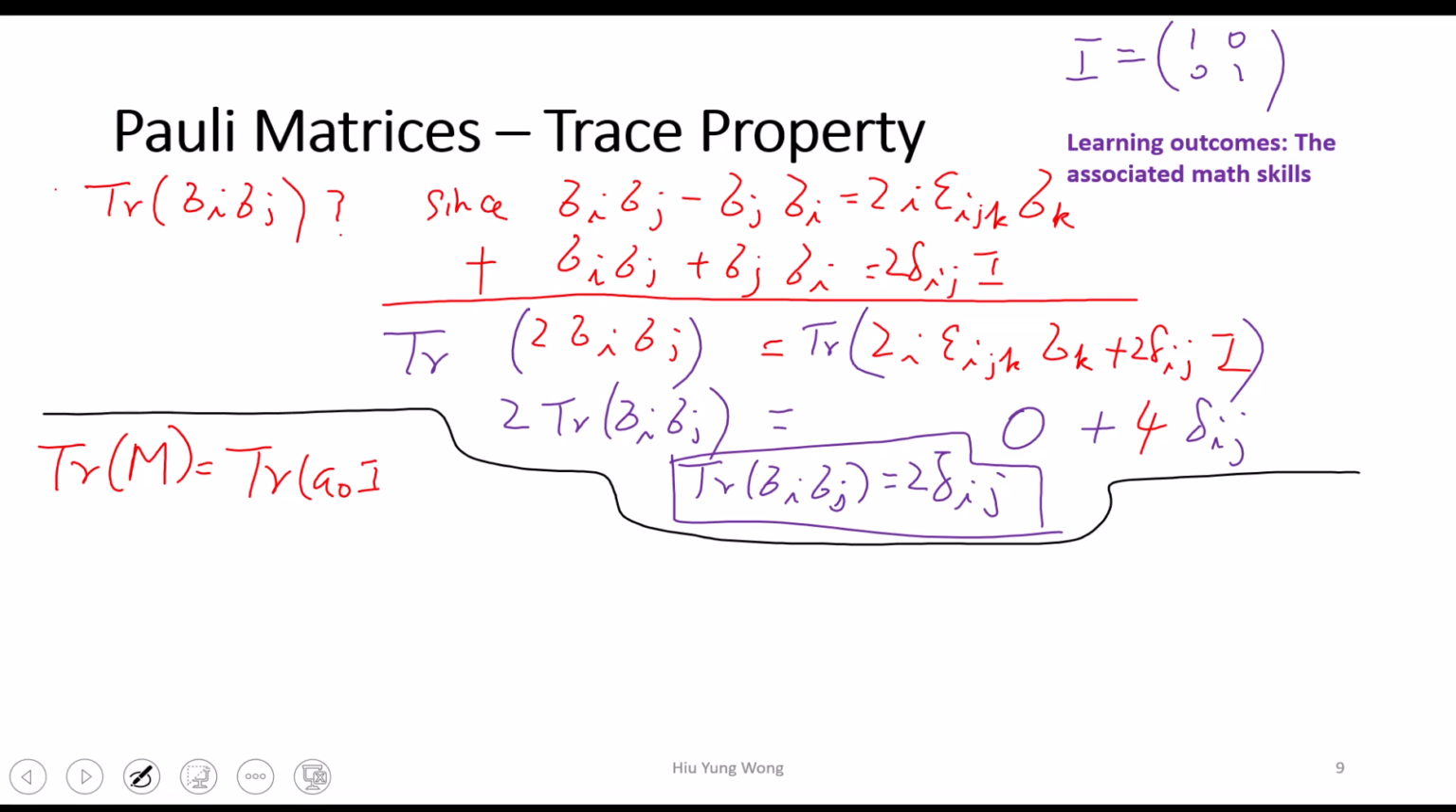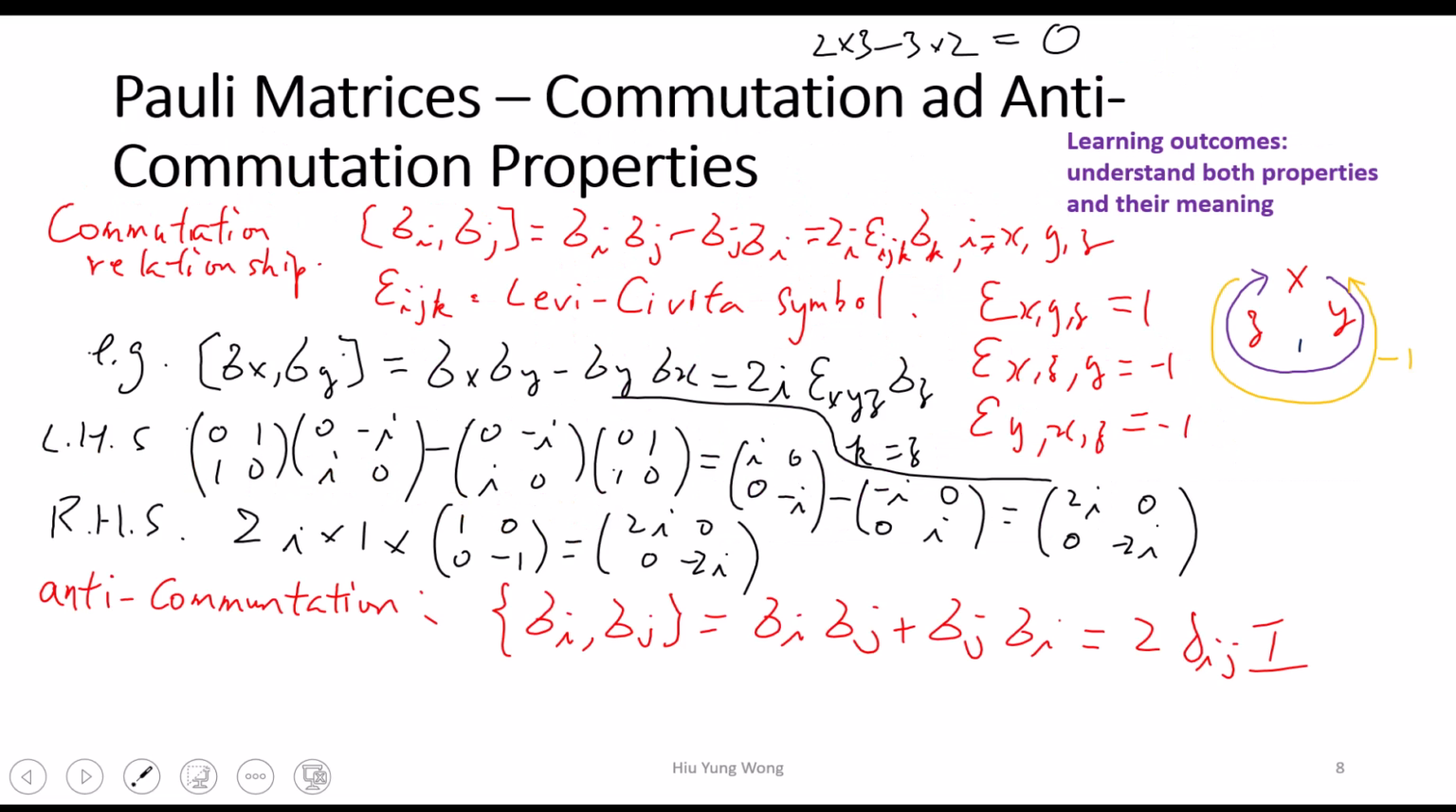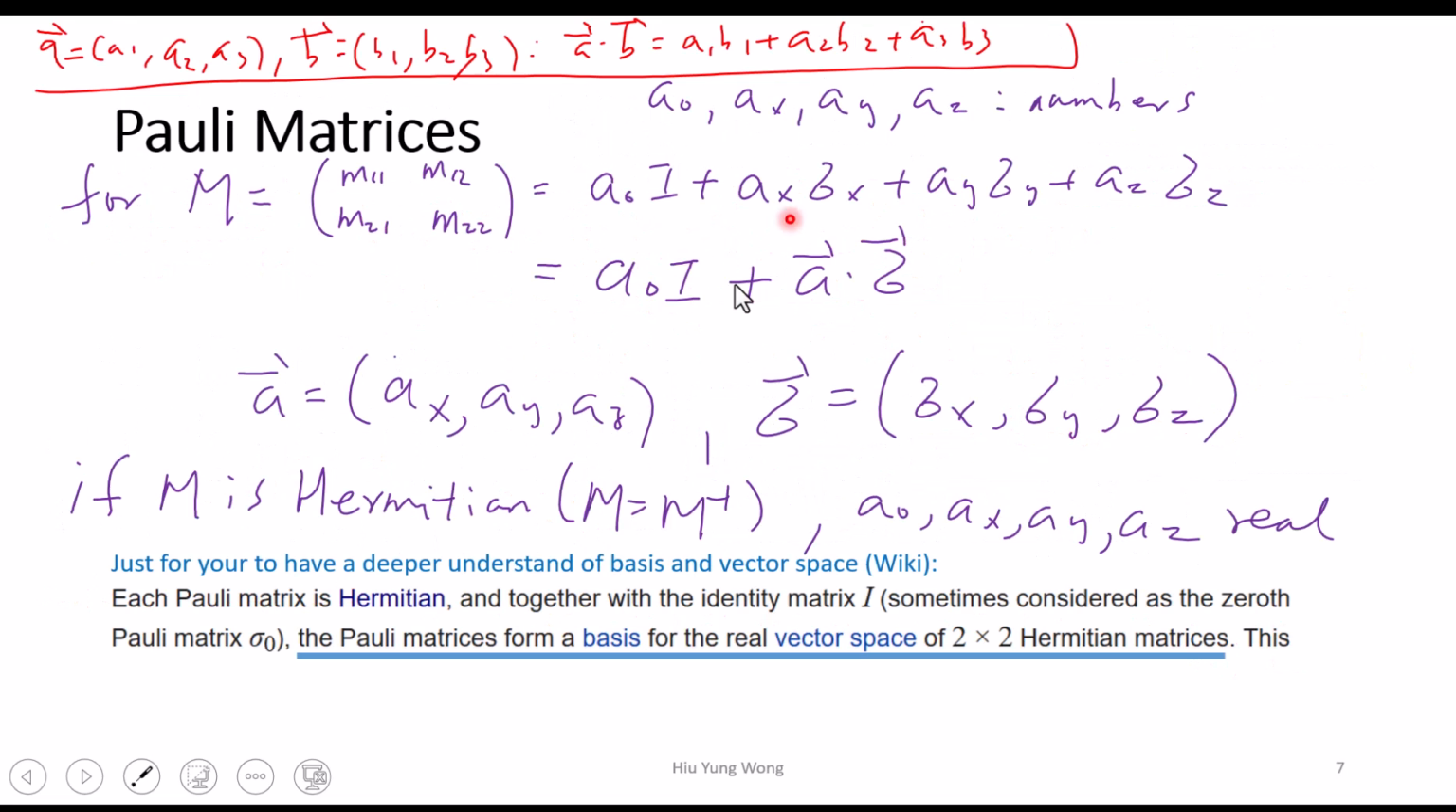A0 I, right, plus the trace of A vector times sigma. Because remember, M is equal to A0 times I plus A dot sigma. What is A dot sigma? Look at this again. Basically, what I say is that M is equal to A0 times I plus AX times sigma x plus AY times sigma y plus AZ times sigma z.